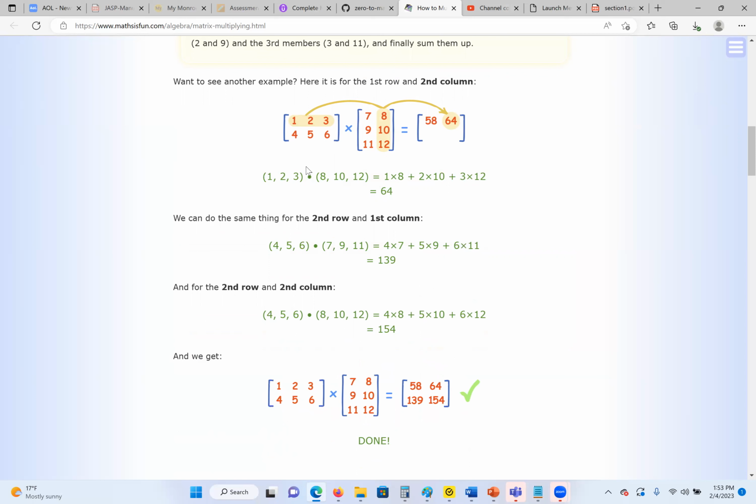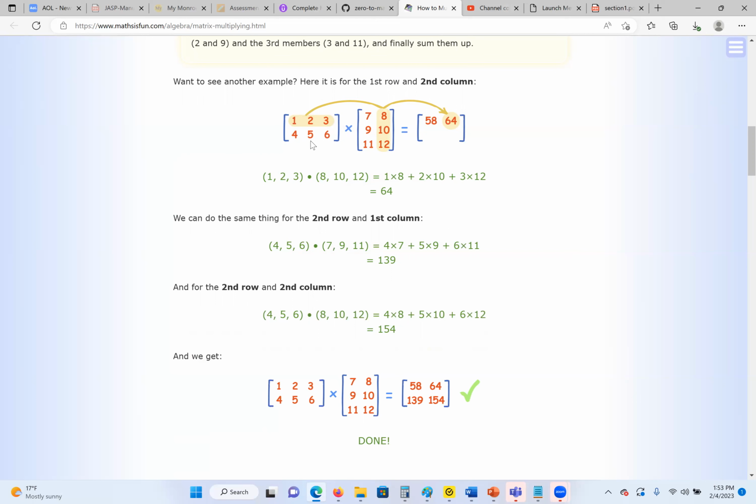So the same thing, 1 times 8. Actually, we wrote down the values here. So the first row here, 1, 2, 3. The second column for the second matrix is 8, 10, 12. So we multiply 1 times 8, which is 8, 2 times 10, 20, 3 times 12. And then we add all the values, and that will give us 64.